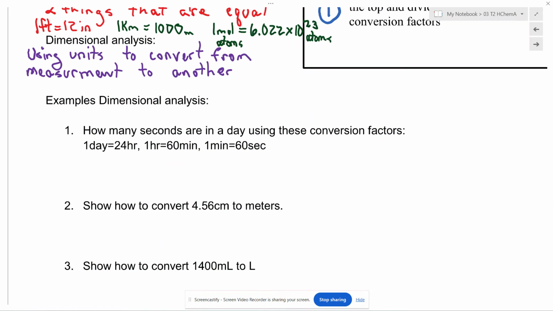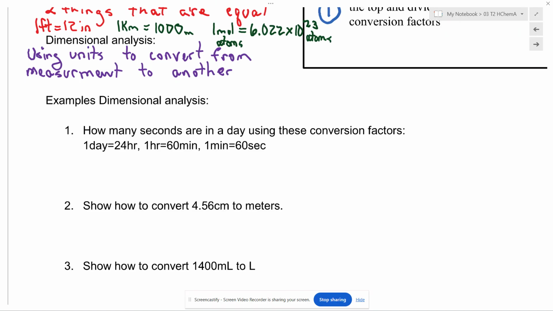So, let's look at some examples of conversion factors and dimensional analysis. Please be sure you use all the things that I'm showing you here, because this is how you get all the points on your problem. For this first problem, you'd be able to just put the numbers into the calculator and out you would come with the right answer. But we need to show how the math works.